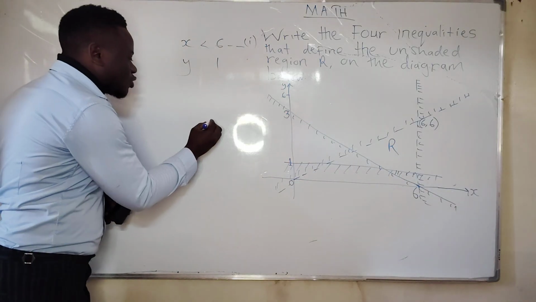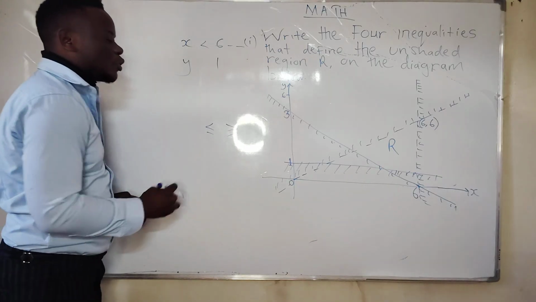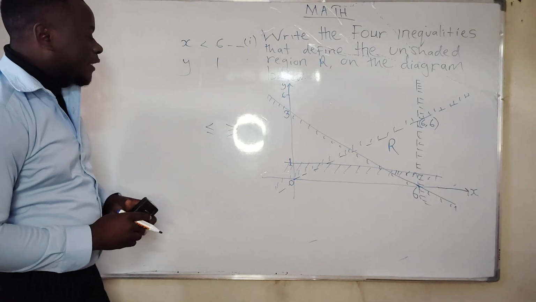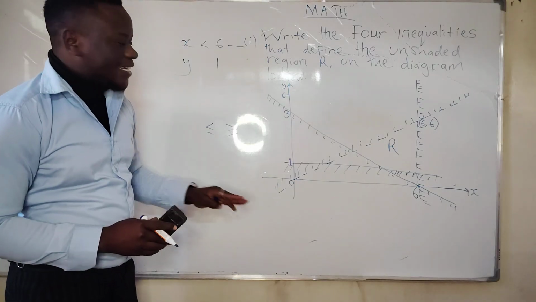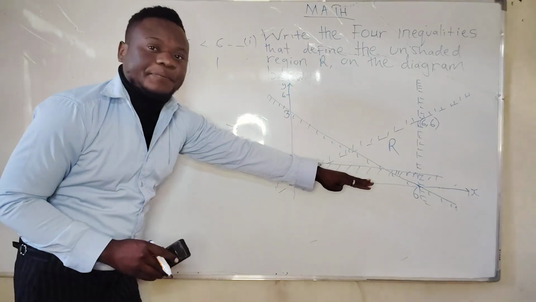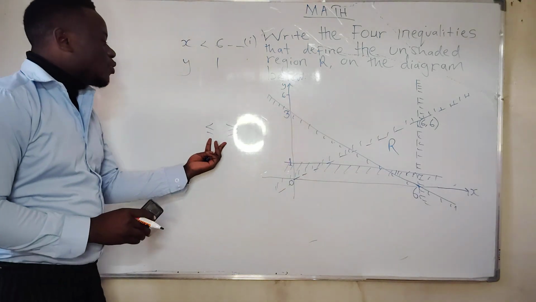We said if it's solid, you go for either less than or equal to or greater than or equal to, any from the 2 here. So this is what you do. Check now the side where it is shaded. In this case, the side where it is shaded is down. If the down part is the one which is shaded, you get the opposite for down.